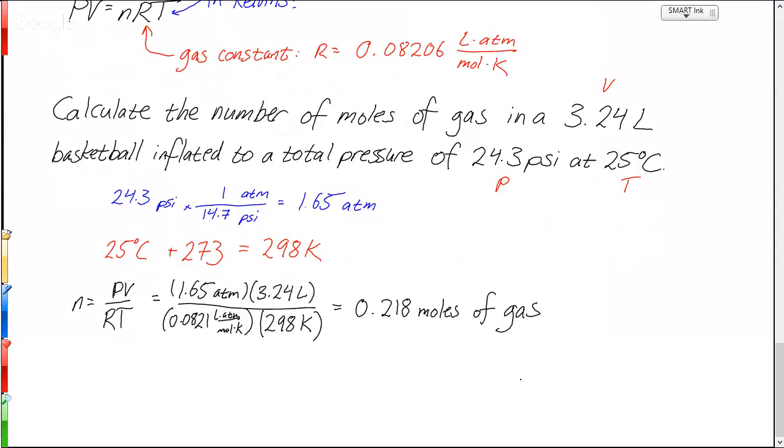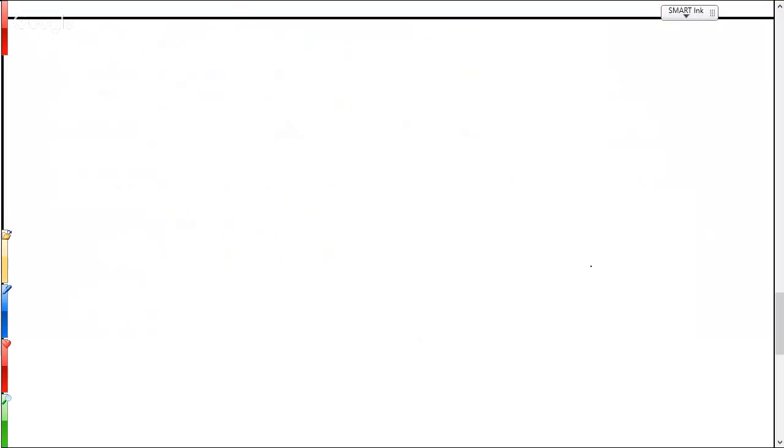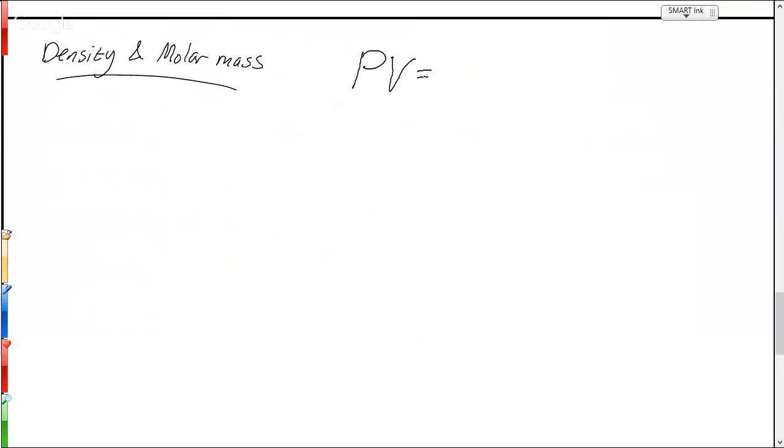I think that's probably good. But let's look at one more thing, and then we'll go back to practicing for Monday. The last thing is just rearranging some units and looking at density and molar mass. So let's put our equation back up here, our ideal gas law equation.